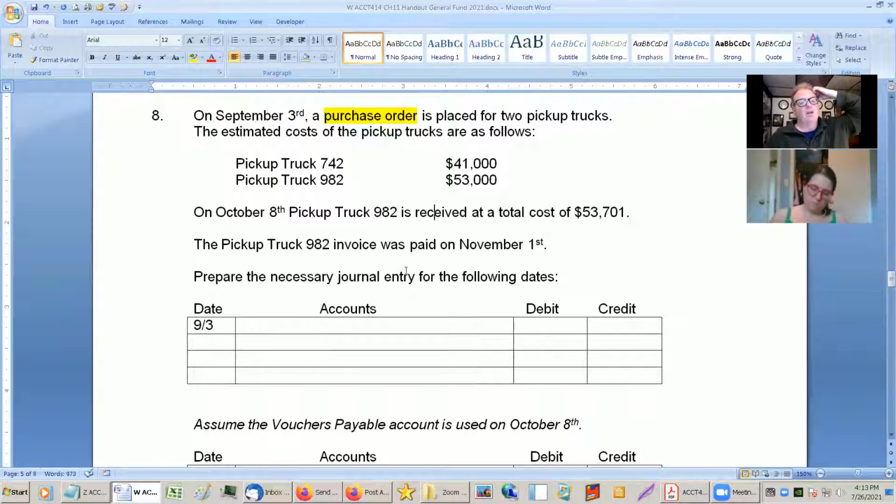Okay. So normally, when you place a purchase order, there is no journal entry. Because no one has done anything yet. No one sent you anything. You don't owe them any money. There actually has been no transaction. So the purchase order usually doesn't do anything. Now in governmental accounting, we do. When we make a purchase order, we encumber the money.